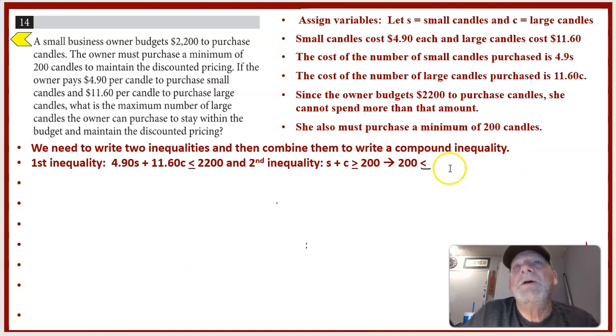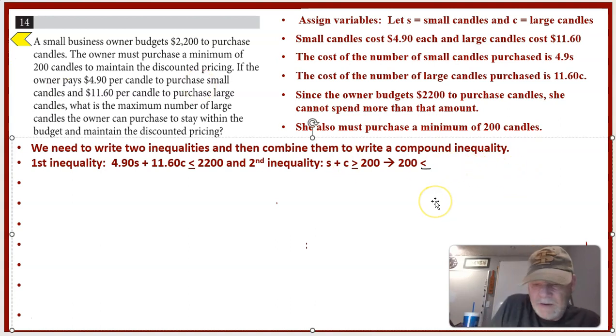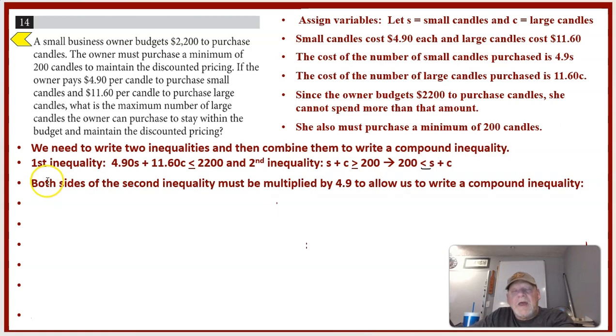And that'll work. And then S plus C. Now those two are equivalent. This is the same as this. That is pre-algebra. All right, we're going to need that in a minute. So both sides of the second inequality must be multiplied by 4.9 to allow us to write a compound inequality.